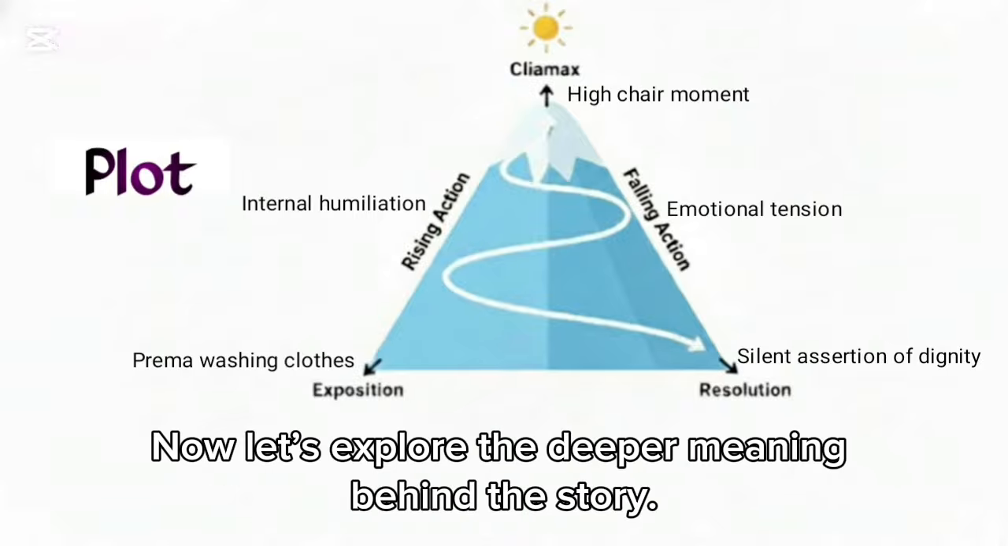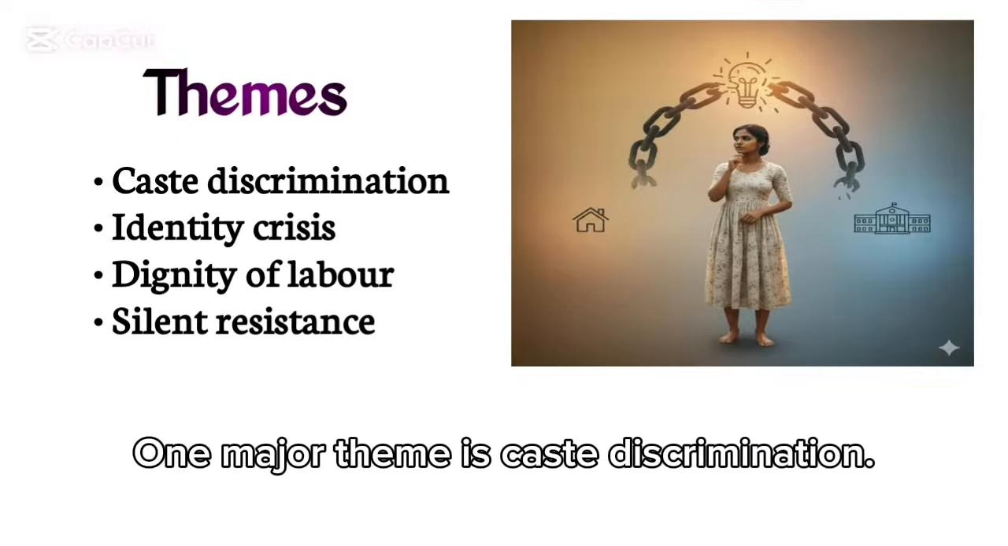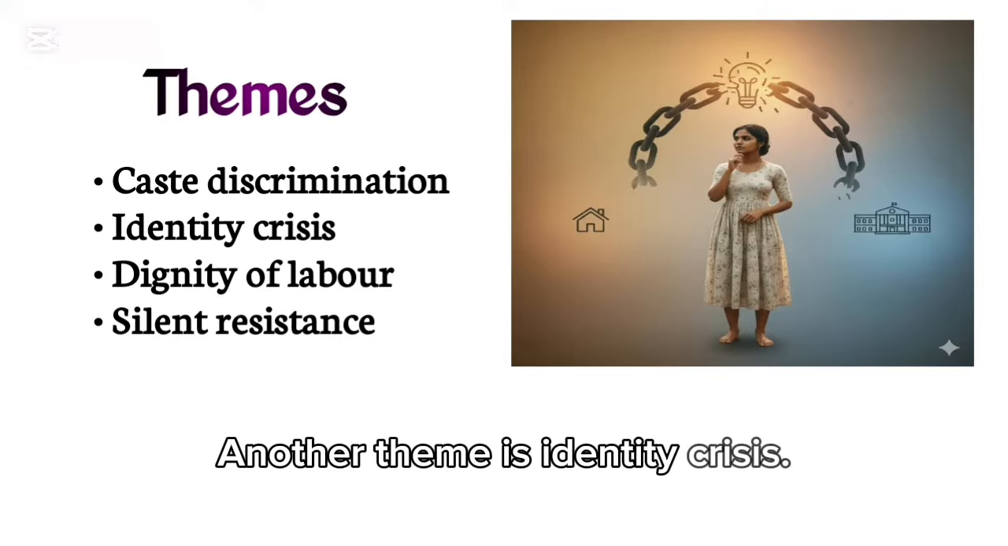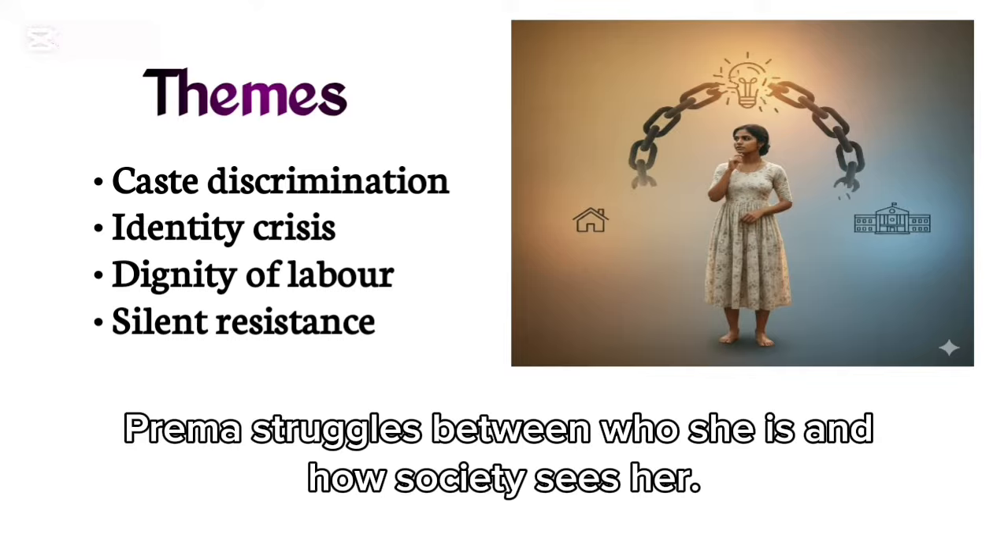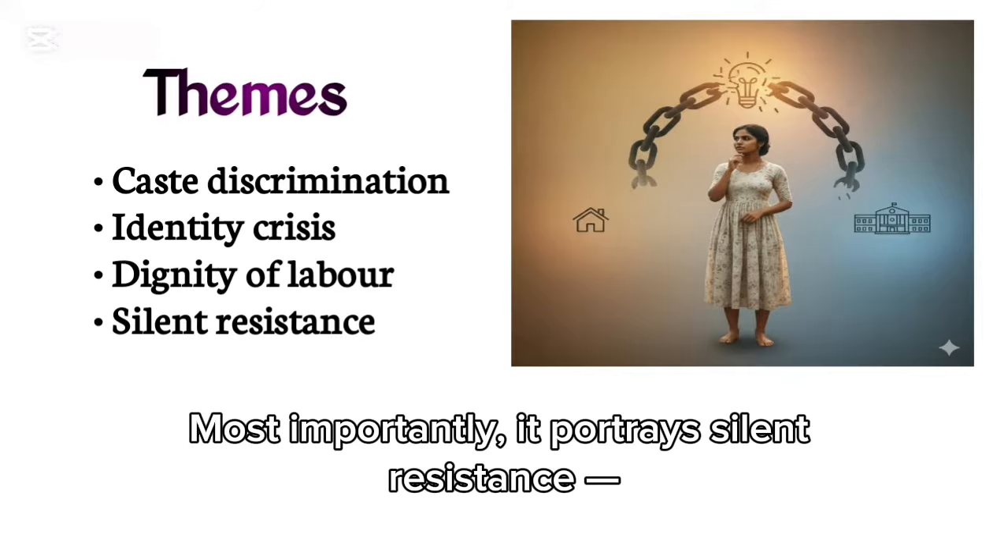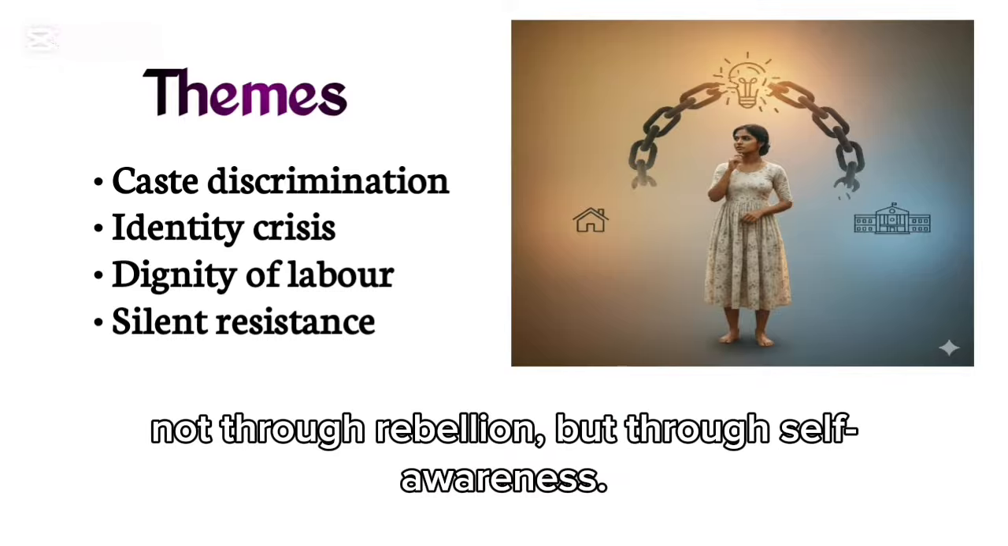Now let's explore the deeper meaning behind the story. One major theme is caste discrimination. Even education cannot fully erase inherited social labels. Another theme is identity crisis. Prema struggles between who she is and how society sees her. The story also questions whether society truly respects the dignity of labor. Most importantly, it portrays silent resistance, not through rebellion, but through self-awareness.